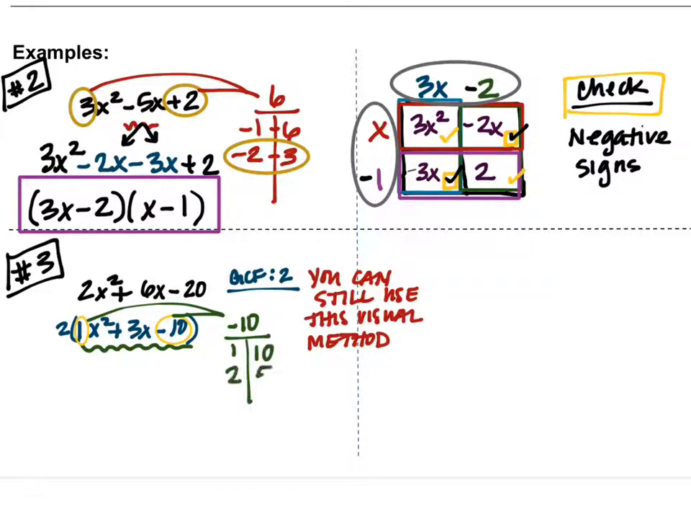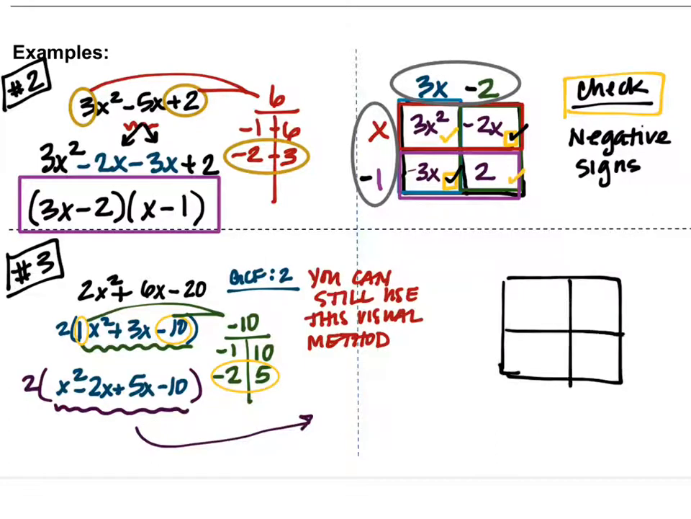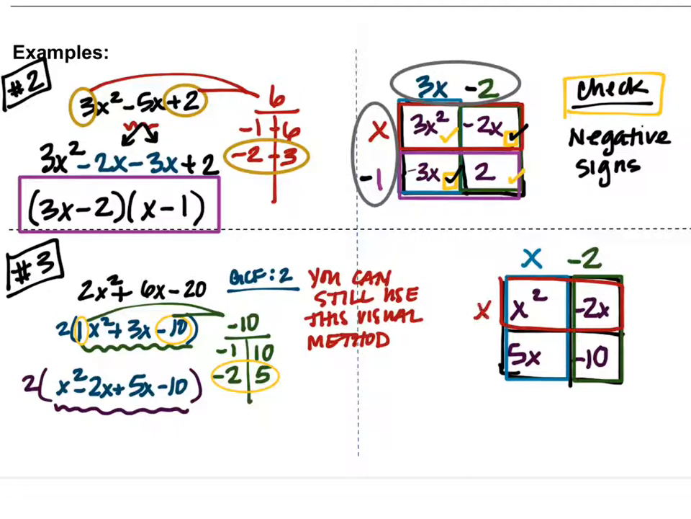And I find that 1 times 10, 2 times 5, and the smaller one needs to be negative in order to add to a positive 3. So in doing so, I'm going to replace that second term. Again, I'm going to keep my greatest common factor out front so that I can organize this, and I get x squared minus 2x plus 5x minus 10. Placing those into my visual FOIL box, I'm going to take the greatest common factor out of the first column, and I find it to be x. And greatest common factor out of the second column, and I find that to be negative 2.